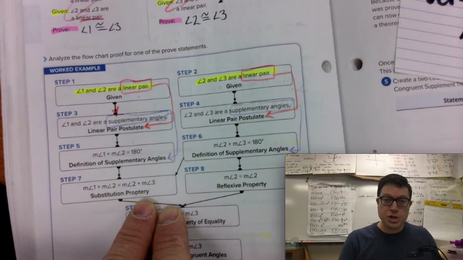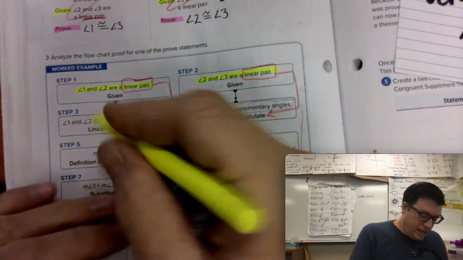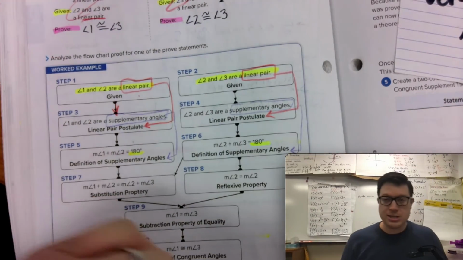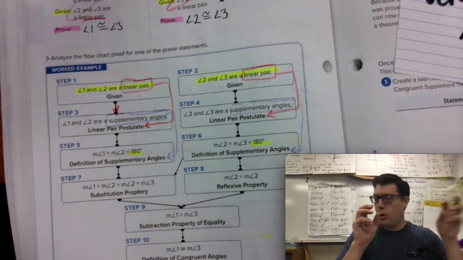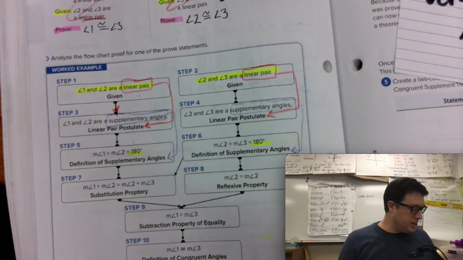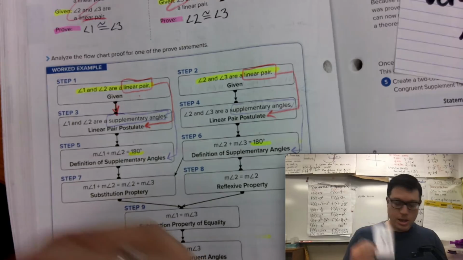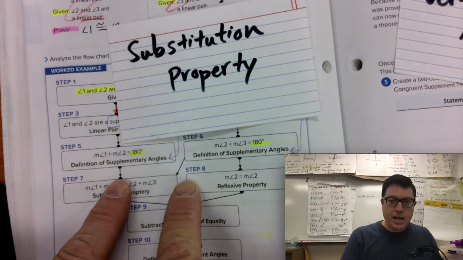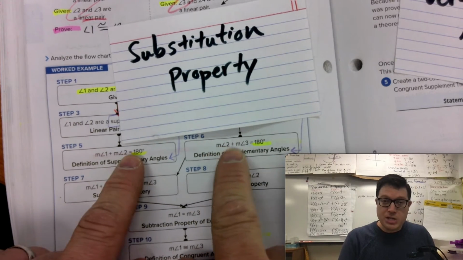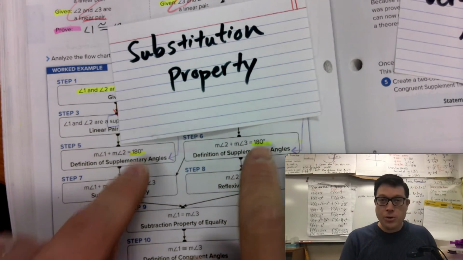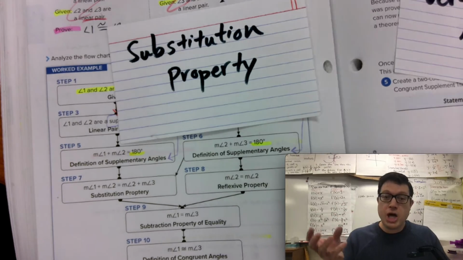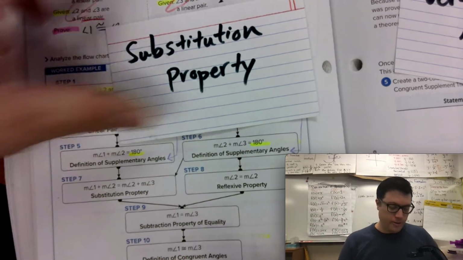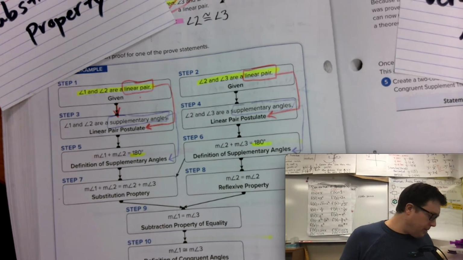Now we use substitution. We have a 180 in both of these boxes. So if you see matching numbers in both of those boxes, then that tells us with substitution that we can bring those boxes together. And so that's what's happening here: both of these expressions equal 180. So therefore, if they both equal 180, they equal each other. Substitution, bring them together.